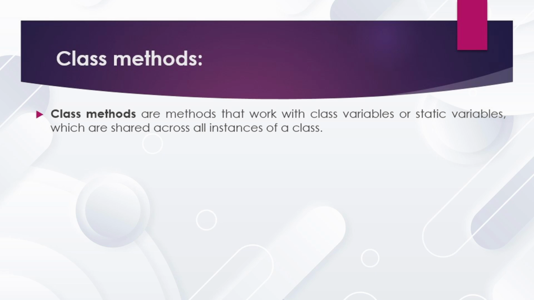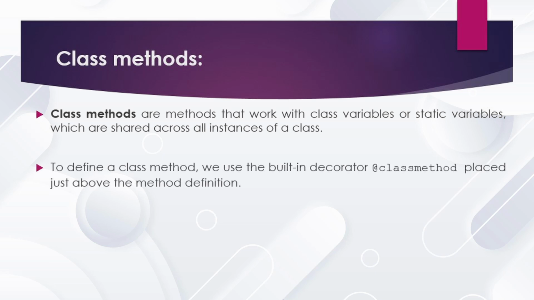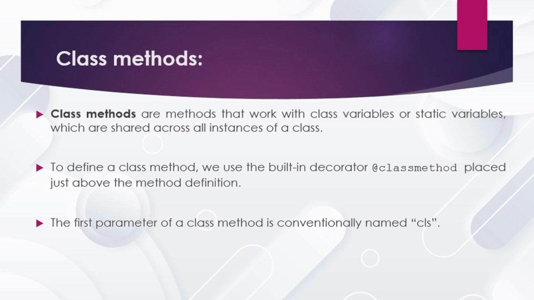Class methods are methods that work with class variables or static variables, which are shared across all instances of a class. Unlike instance methods that act on individual objects, class methods operate on the class as a whole. To define a class method in Python, we use the built-in decorator @classmethod, placed just above the method definition. The first parameter of a class method is conventionally named cls, which stands for the class itself. This allows the method to access or modify class level data.